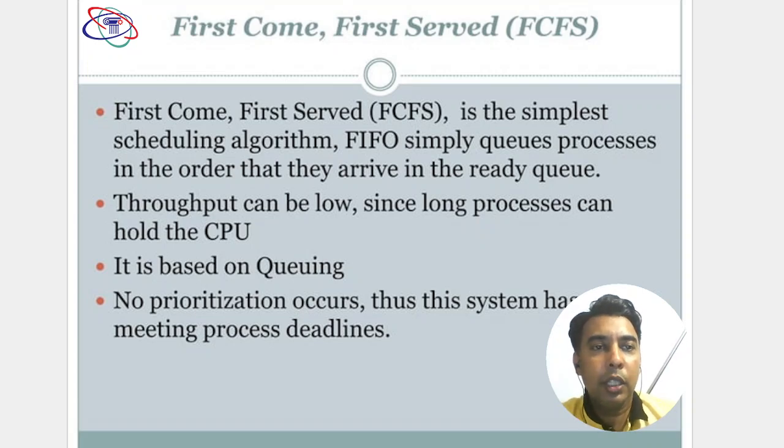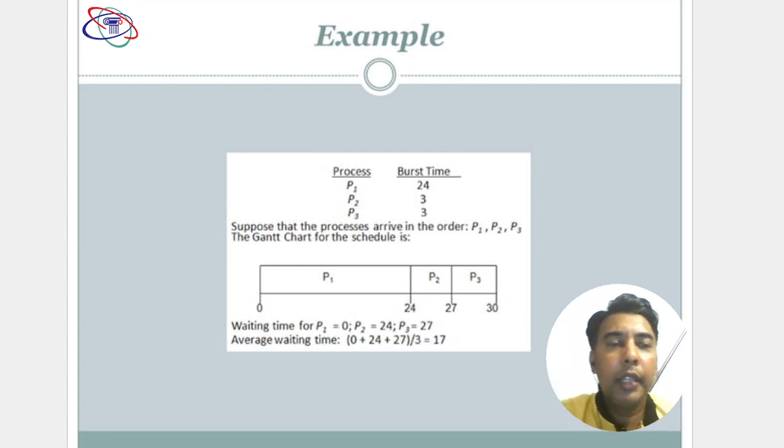In this FCFS, no prioritization can occur. Thus, the system has to meet the process deadlines. So let us understand FCFS with the help of an example. Suppose we have three processes named P1, P2 and P3.